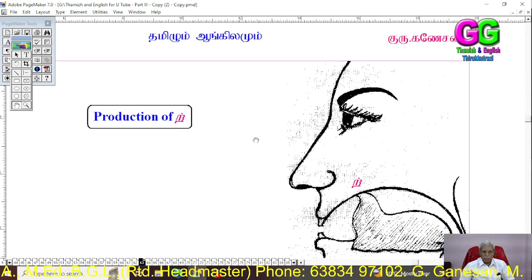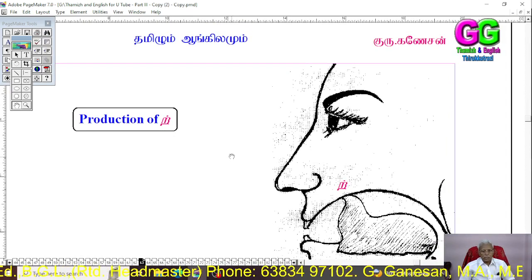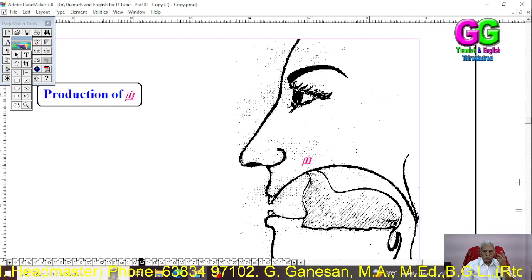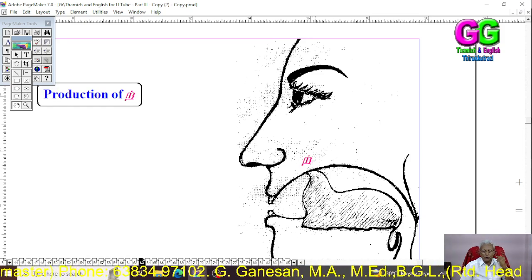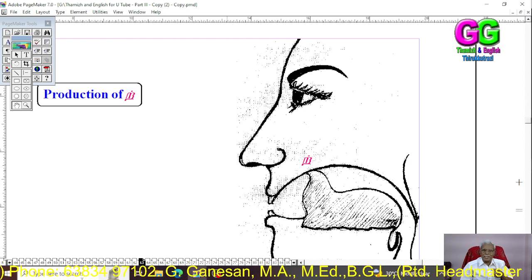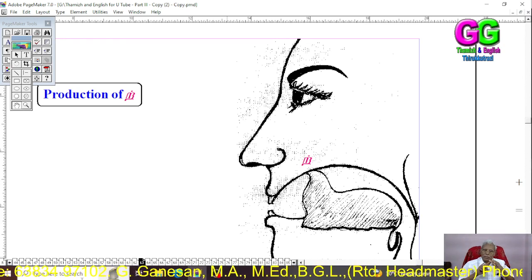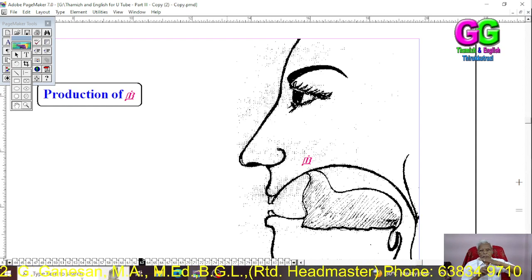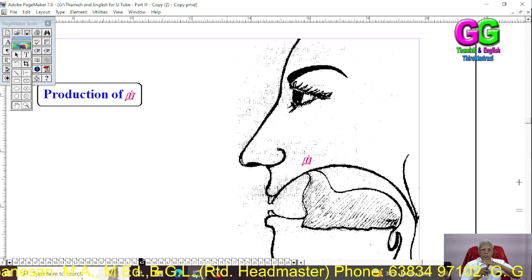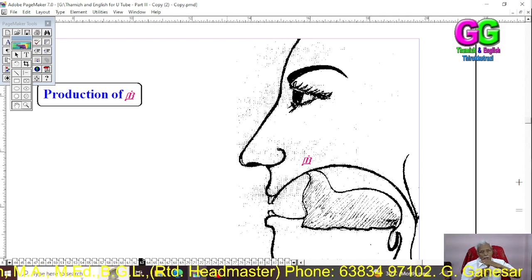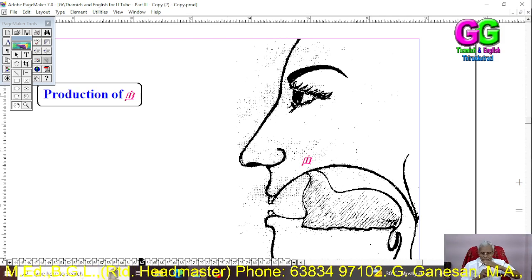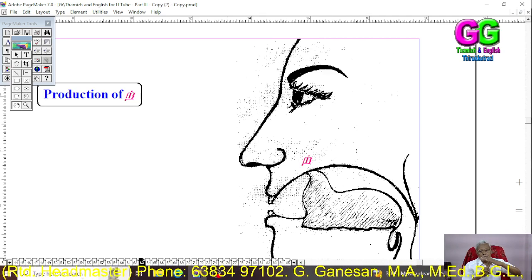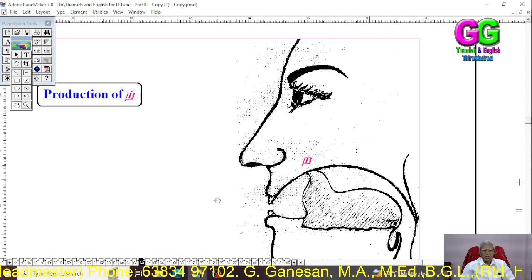Then let us see how this phoneme is produced. This phoneme also is not available in English. It is produced by making a tight contact between the tip of the tongue and the middle of the root and sounding.